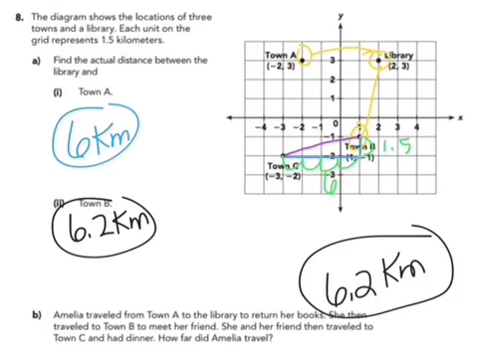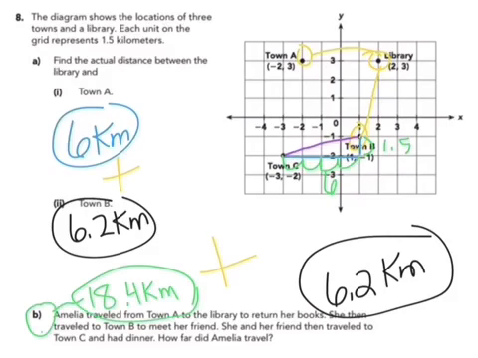Now, to get the total distance that she traveled, we're going to add all 3 of these distances together to answer the question. And that gives us a total of 18.4 kilometers for the total distance that she traveled. And it would also be nice if you would answer that in a complete sentence. I'm just out of room on my screen here.